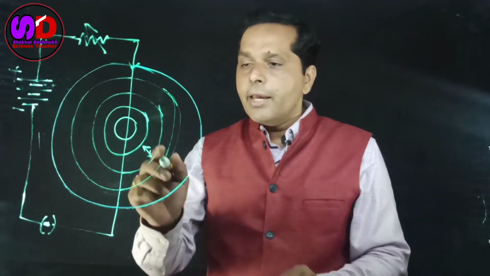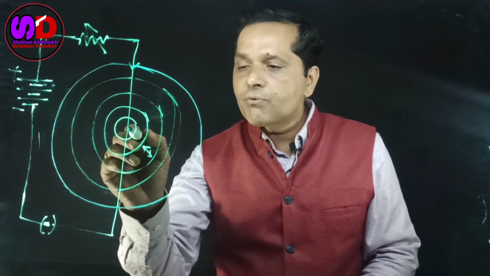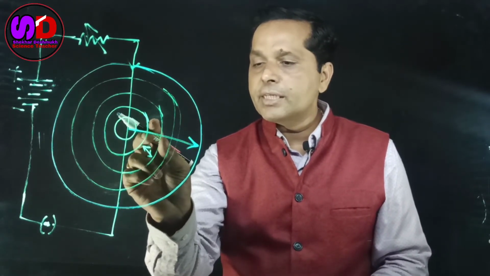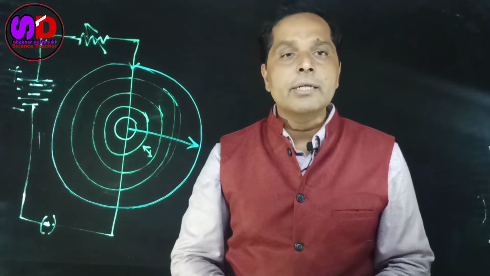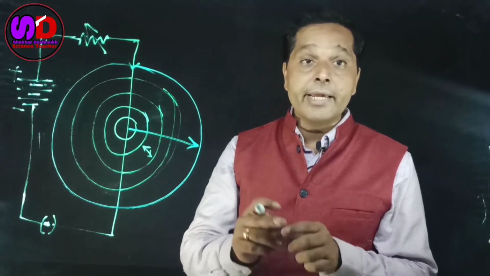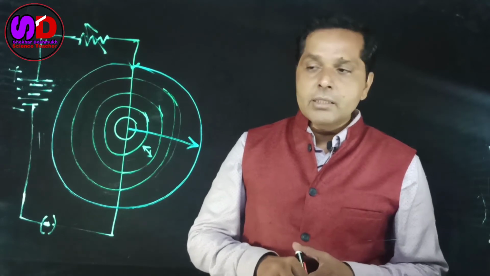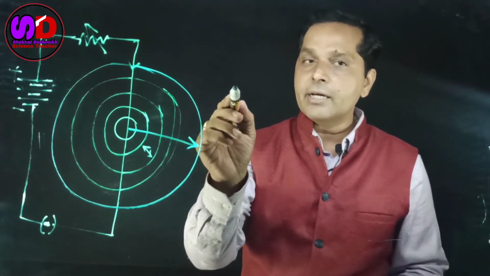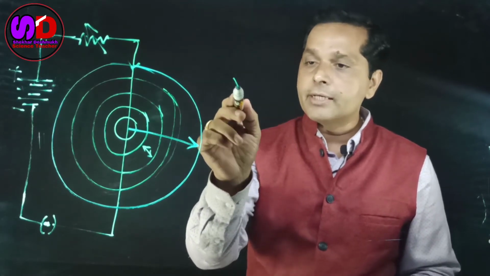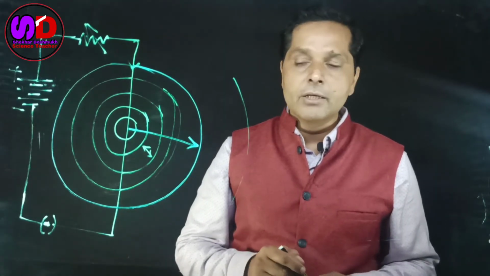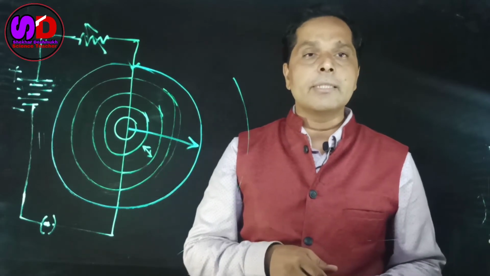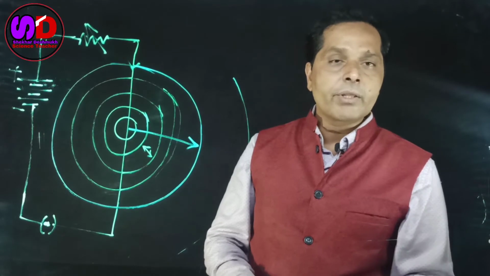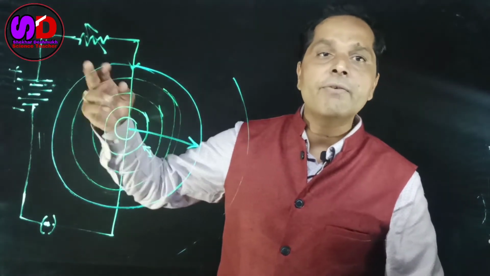One more thing, if we go away from this wire, then the distance between these lines also increases. We call it rarefies. That means the lines are rarer, and the next line is at a larger distance. So the distance also increases. That means the strength of the magnetic field reduces as we go away from the conductor.